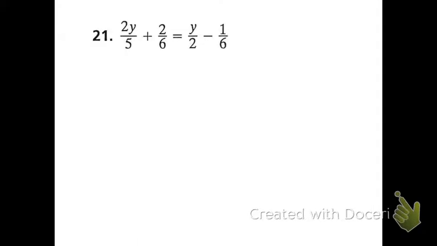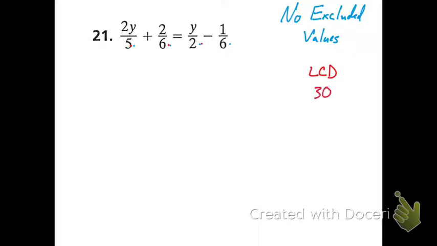So my denominators, no variable in my denominator. So no excluded values. I'll catch my grounding here in a second. Now, I also need to talk about my least common denominator. 5, 6, and 2. What's the smallest number they all go into? Unfortunately, the smallest number they go into is 30.